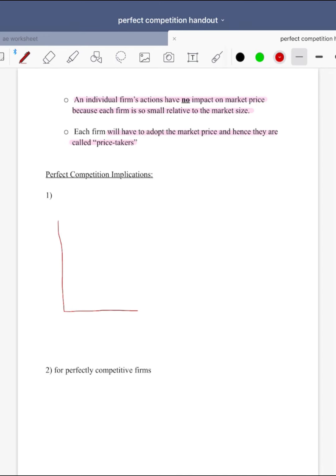So once again, we see that an individual firm's actions have no impact on the market price because each firm is so small relative to the overall market size, which causes them to have to adopt the market price, and that's why we consider them to be price takers. So let's look at perfect competition a little bit further.